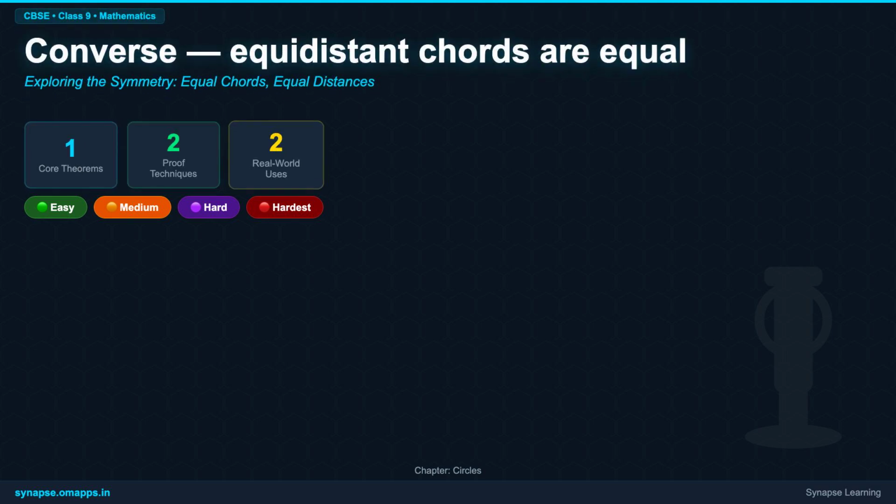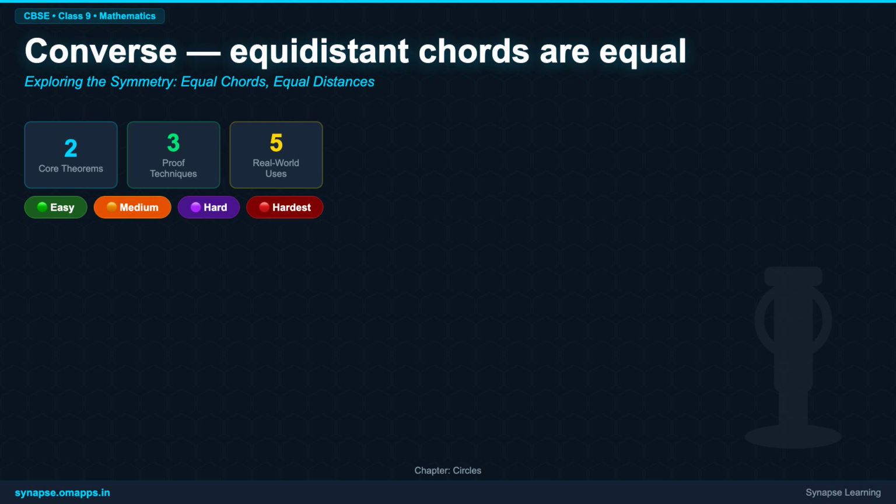Hello everyone, and welcome to this exciting session on circles for Class 9 Mathematics. Today, we are diving into a fascinating property, the converse of equidistant chords being equal. We'll explore what this means, why it's true, and how it helps us solve problems. Get ready for a journey through easy, medium, hard, and hardest levels, building your understanding step by step.